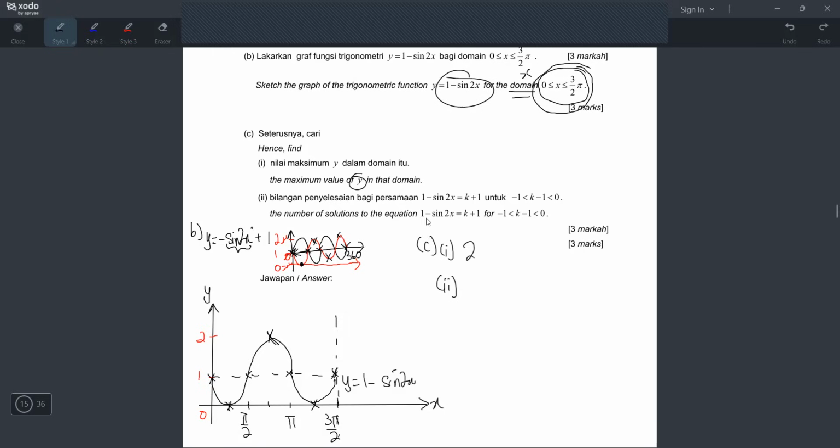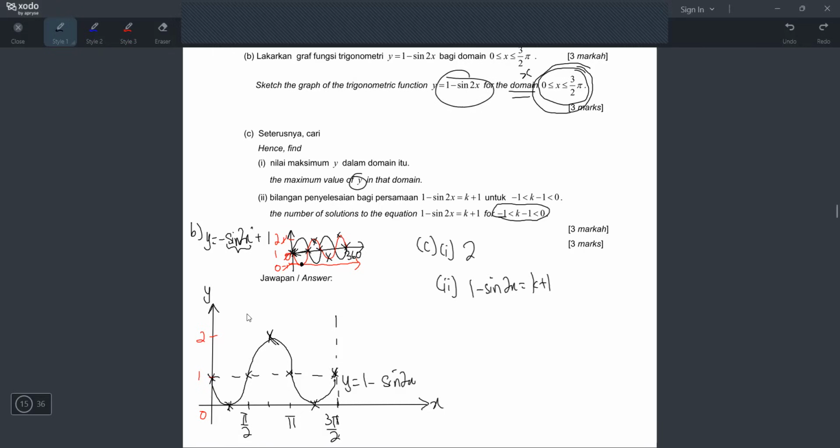Find the number of solutions to this equation: 1 minus sine 2x equals k plus 1. And then they give you that k minus 1 has to be in between this, right? Okay, how to do this question? Whenever after we draw a graph, they like to ask you to find the number of solutions. What we usually have to do in this part is draw a straight line, and then determine how many intersections. If got 2, the number of solutions is 2. If got 3, the number of solutions is 3.